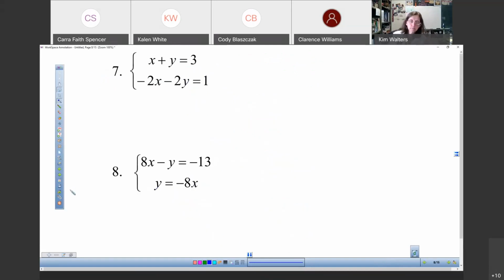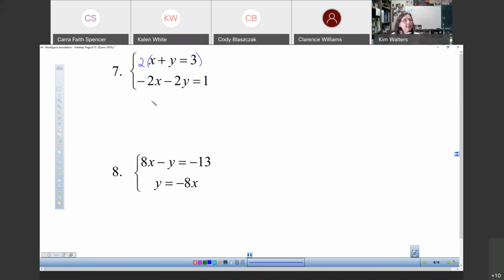Number 7. What could I multiply the first equation by to get rid of something? Or if somebody would really prefer me to use substitution, you can shout out substitution. Okay, so I'm going to multiply this first equation by, yes, I got an answer that I liked, positive 2, okay? Why positive 2? Because it gives me a 2x and then a negative 2x, okay?